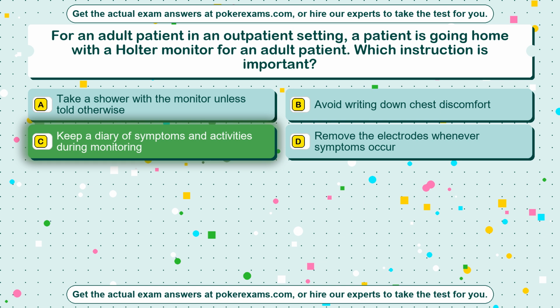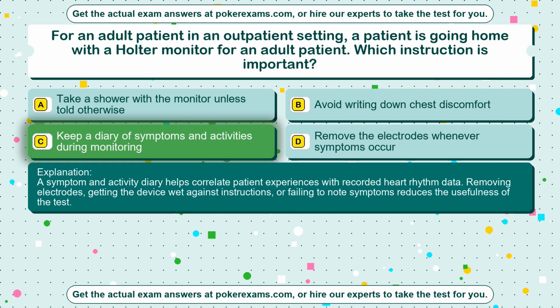Keep a diary of symptoms and activities during monitoring. A symptom and activity diary helps correlate patient experiences with recorded heart rhythm data. Removing electrodes, getting the device wet against instructions, or failing to note symptoms reduces the usefulness of the test.